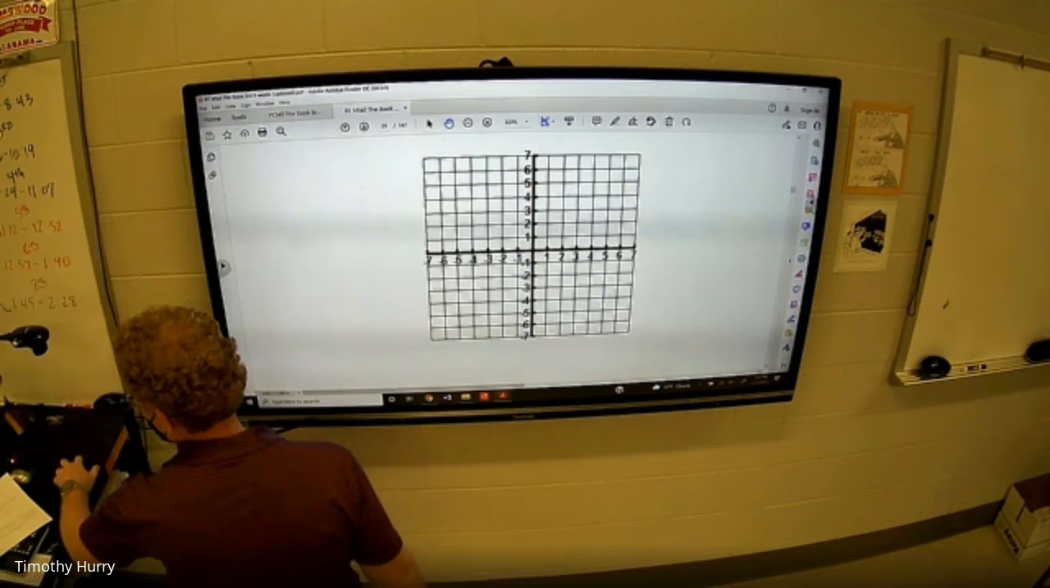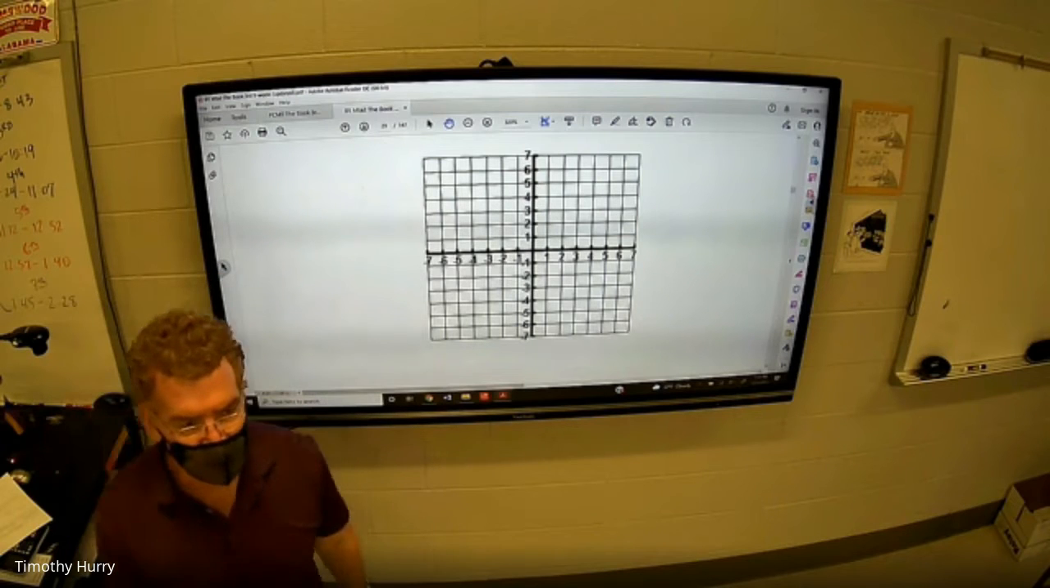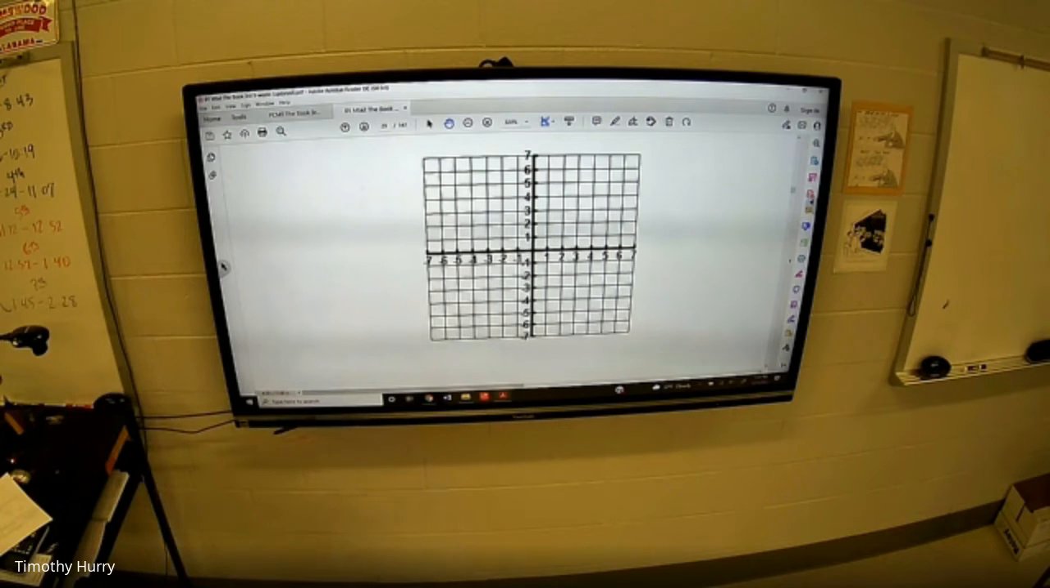All right. So first thing I want to do, there's a worksheet that says parabolas on it, but I'll do that in a second.